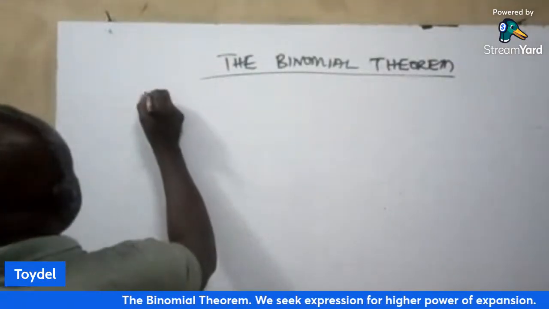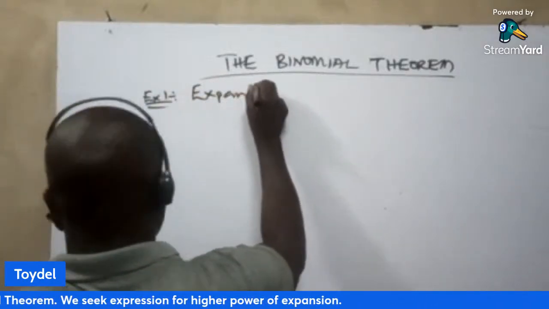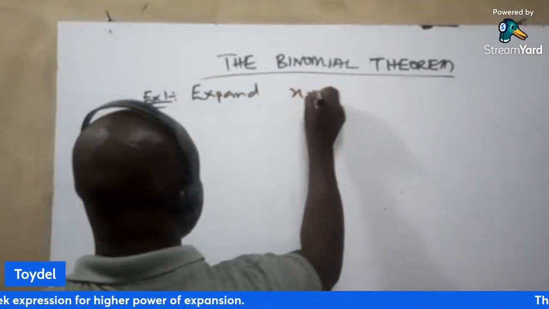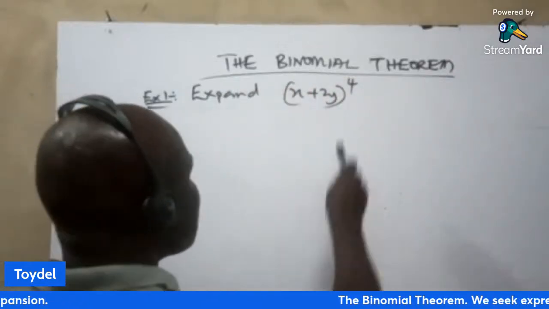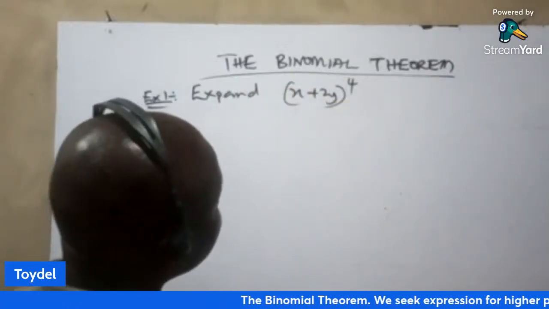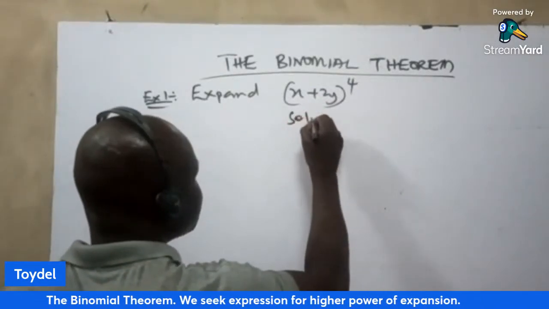For instance, example 1, we say expand (x + 2y) raised to power of 4. In this case, the power is 4. So with the knowledge of Pascal triangle, we can know the coefficient of each of these. We can know the coefficient of each of these.